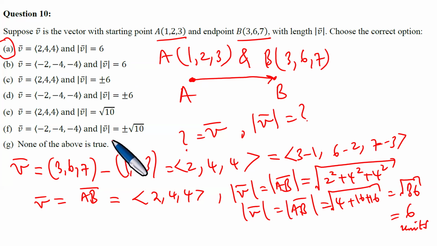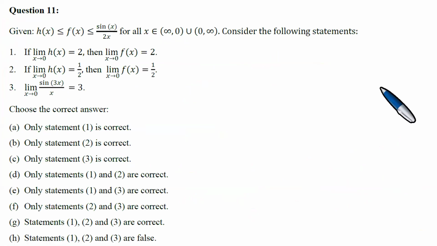Next point. Right, the next point. Question 11.